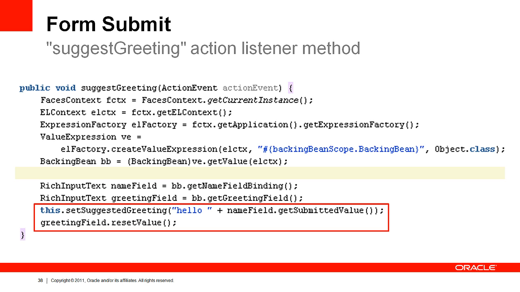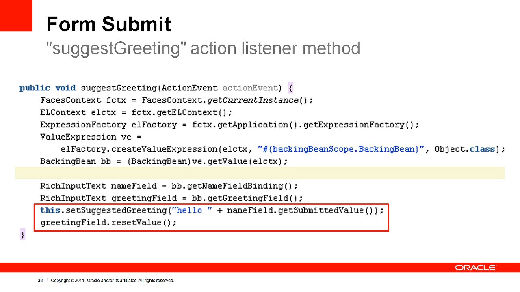Anyway, last step we do is we reset the value of the greeting field, as we have learned that if we use an immediate equals true on a command button, the field doesn't reread its value, and this is what we needed to do. Good that we have a handle to the greeting field through the backing bean component. Now we can call reset value, and then when the screen comes back, the message should be set properly to the suggested value.